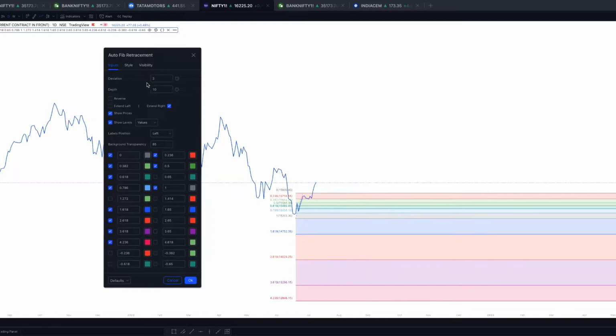This is the deviation and this is the depth. These are two parameters. Deviation is the multiplier that affects how much the price should deviate from the previous pivot. Depth looks at the past, meaning the minimum number of bars that should be taken into account. I'd like to keep it as 5 and 15.